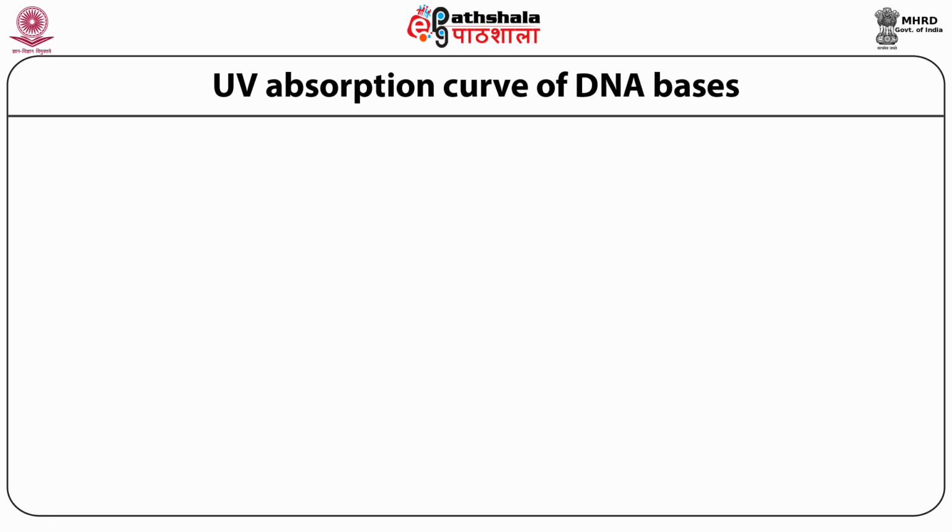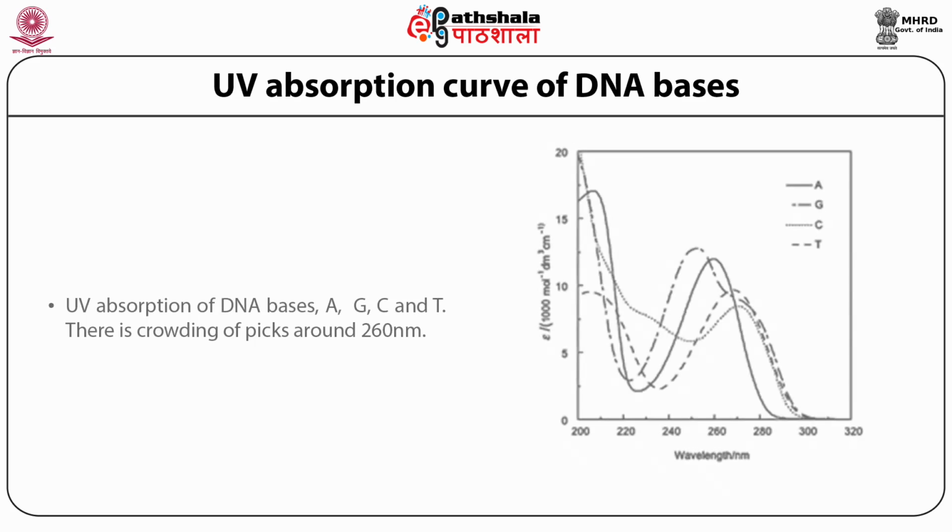We show in this picture UV absorption of DNA bases adenine, guanine, cytosine, and thymine. You can immediately notice in the UV absorption curves of these 4 bases that there is a crowding of peaks around 260 nanometers.